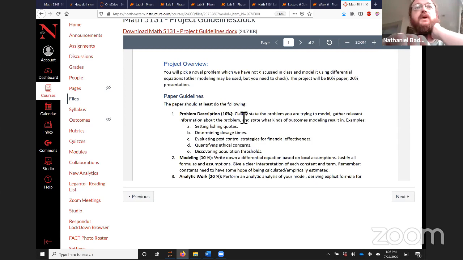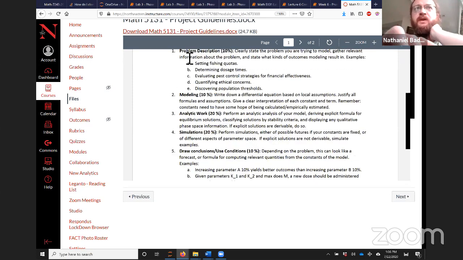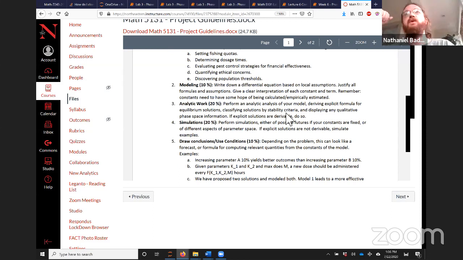Okay, so once you pick your problem, you describe it clearly, then you write down your model, and you base your model on reasonable local assumptions that you describe clearly, right? Then I want you to actually do the kind of analytic work that we've been doing, right?